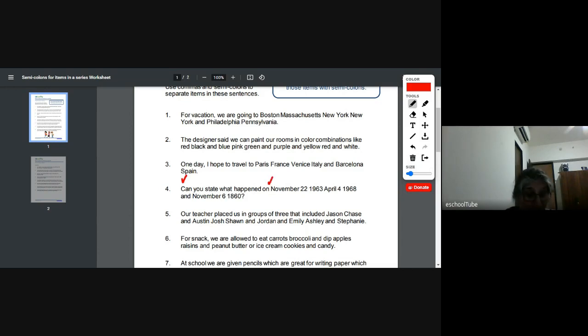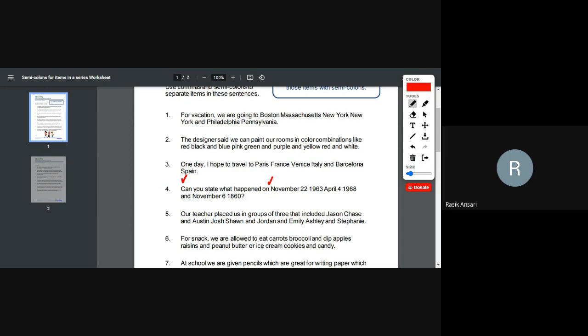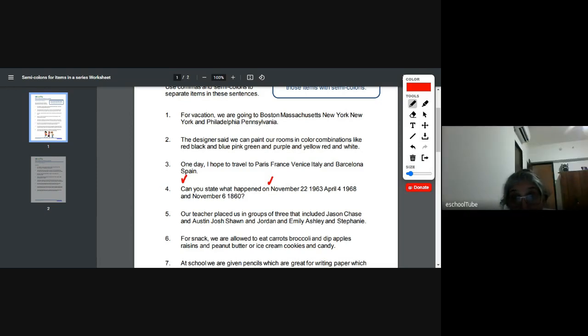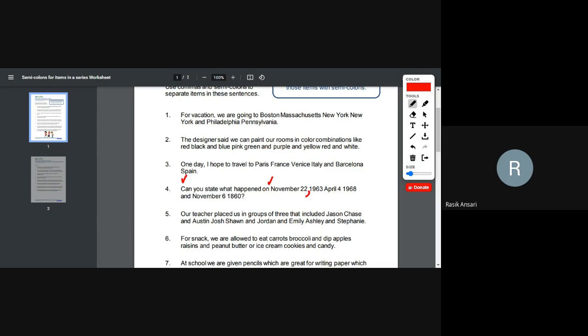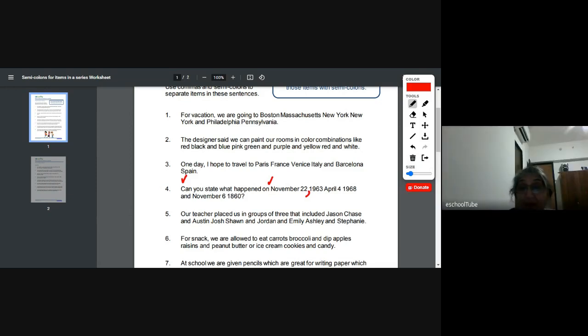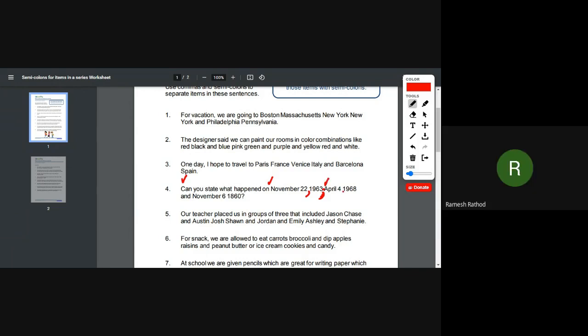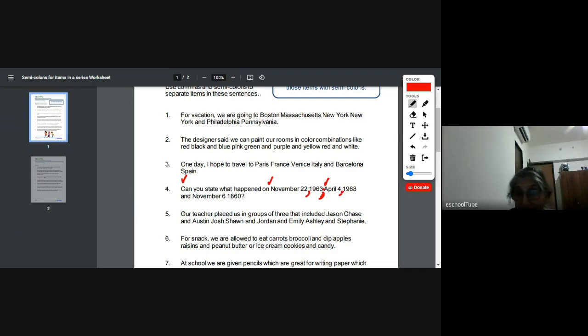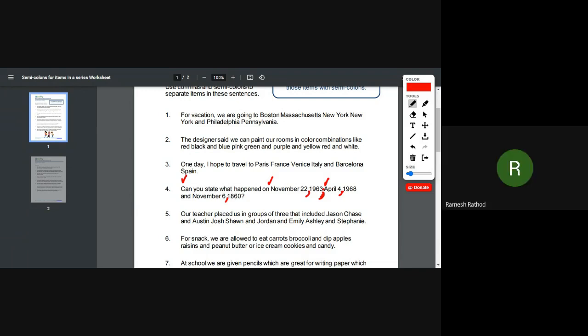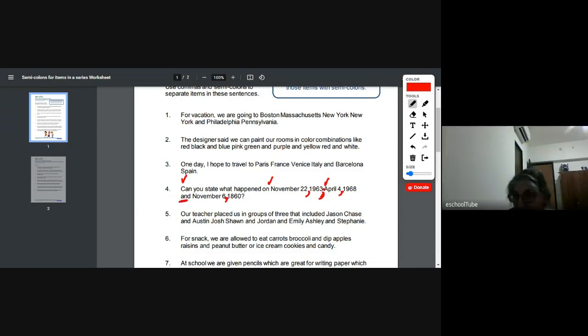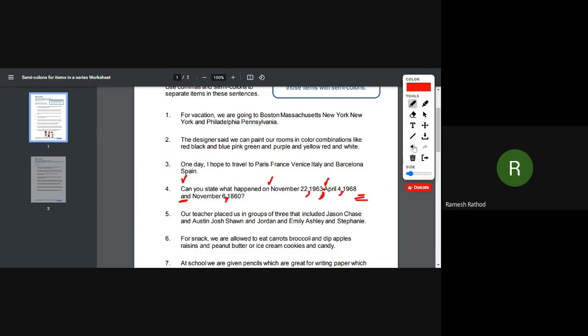Can you state what happened on November, N capital. अब कॉमा और सेमीकोलन कहाँ लगेगा? फिर उसके बाद कोमा लगेगा. किसके बाद? नवंबर के बाद ये 22 जो लिखा है इसके इस साइड. वेरी गुड. 1963 के बाद क्या होगा? सेमीकोलन, ये लिस्ट बन रही है ना. अब अप्रैल 4 के बाद क्या लगेगा? कॉमा. वेरी गुड. 1968 and November 6, 1860. और लगा है, इसलिए इसके बाद सेमीकोलन नहीं लगेगा. ठीक है.